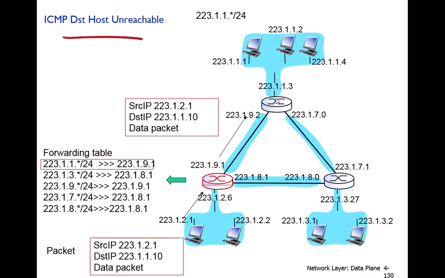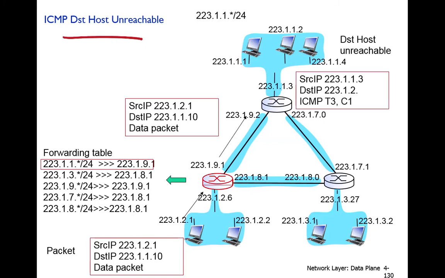However, when this message is discarded, this router will generate an ICMP message. It will generate an ICMP message with the source IP address being that of this router, and the destination IP address will be the original source, which in this case is 223.1.2.1. The ICMP message type will be 3 and code will be 1. This means destination host is unreachable. You can see that this message will be forwarded to the source.